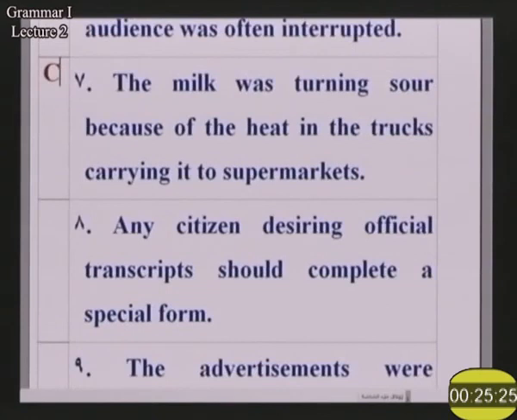Any citizen desiring official transcripts should complete a special form. نشوف الجملة من قبل ما نقول معناها. يعني any citizen type the subject, desiring official transcripts should complete، مش should complete دي is the verb. يبقى desiring صح لأنه ما فيش قبلها verb to be and it is a present participle used as an adjective. يبقى any citizen desiring official transcripts، أي مواطن طالب أوراق رسمية، should complete a special form، عليه إنه يملى طلب معين. يبقى this sentence is correct.